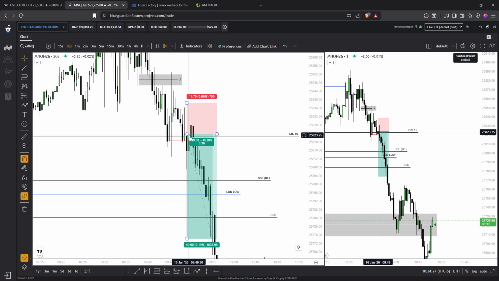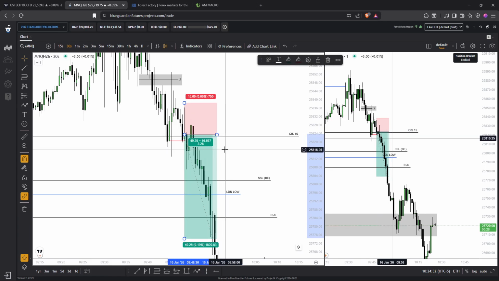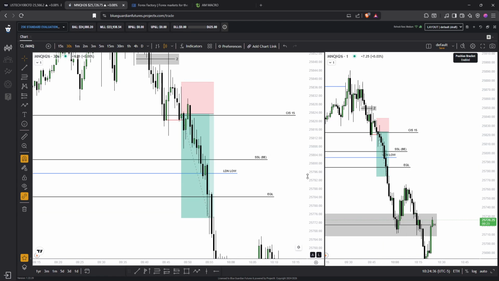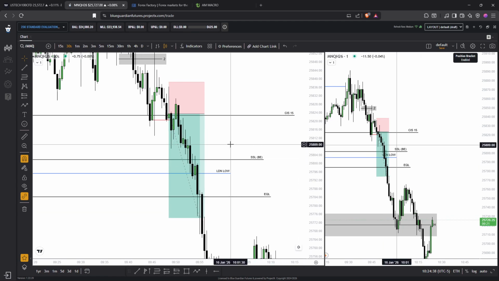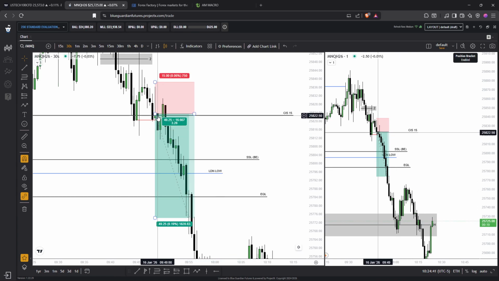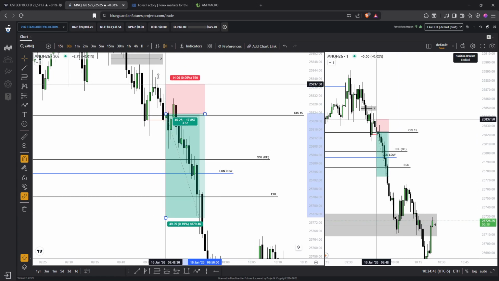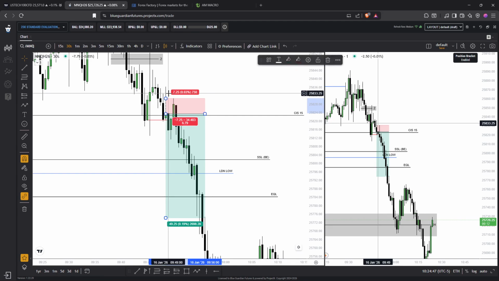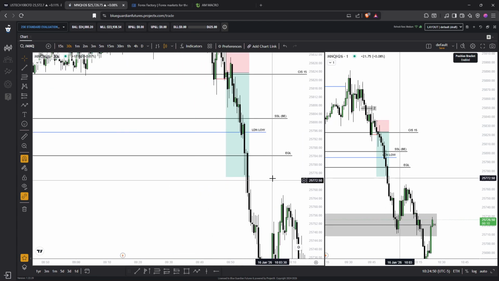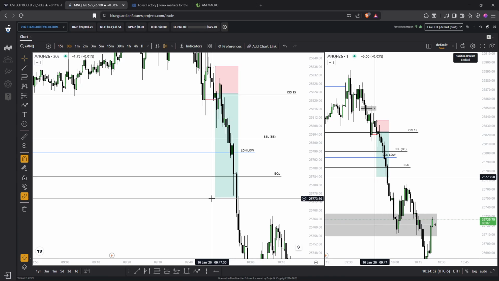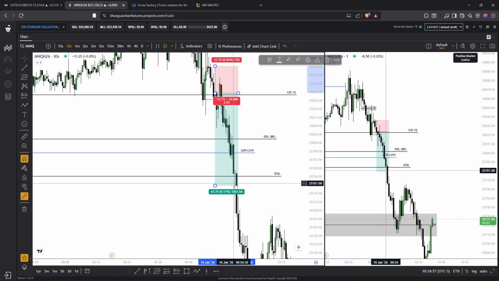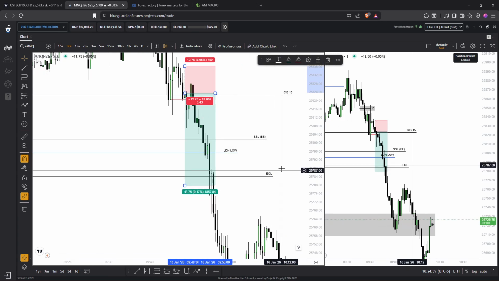Now I could have gotten a better entry if I had entered somewhere around here. I was looking for a little pullback, but I didn't do that because the market was looking like it was just going to fall through, which happened yesterday. So quickly I placed my entry here and put my stop loss above this high. Once the market broke through this high, I moved my stop loss around here, and eventually my take profit got hit. I booked the trade somewhere around here, as the equal low got taken.